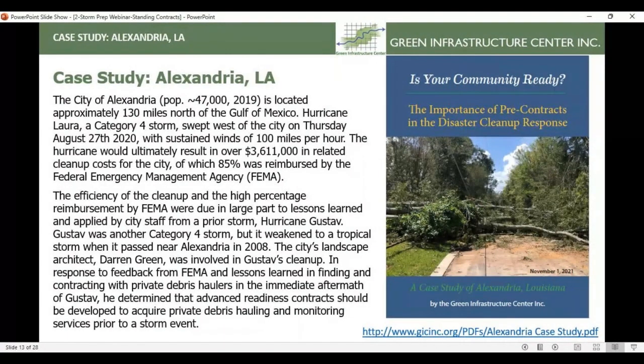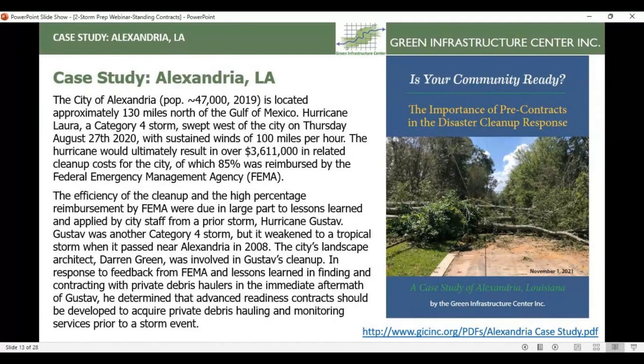And as we go through this presentation, I'll talk about some of the nuances of those. But anyway, we got ready, and thank goodness, because in 2020, Laura hit. It's the worst hurricane that has ever hit Louisiana, and it was devastating.